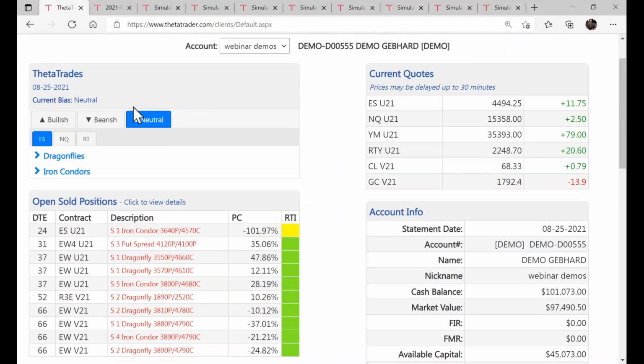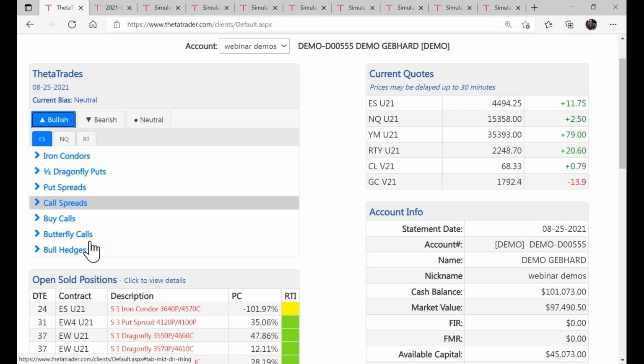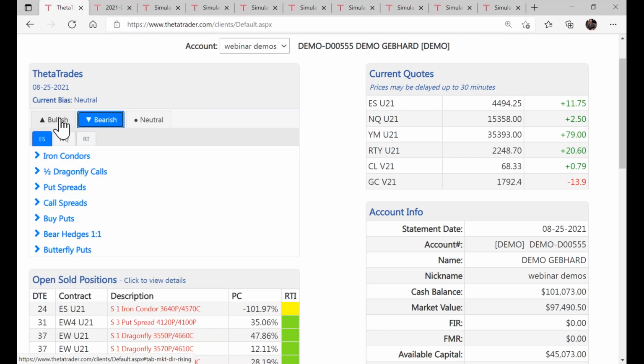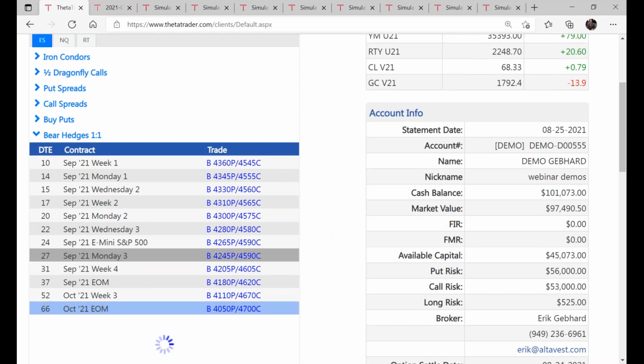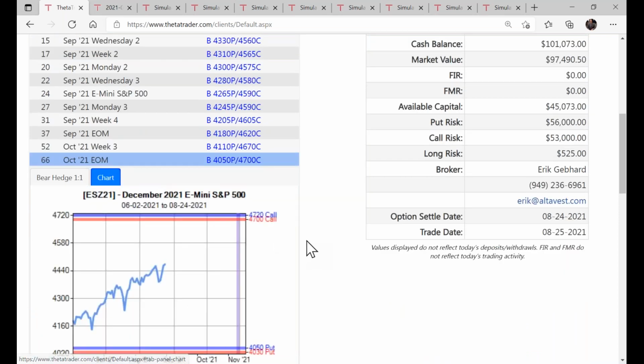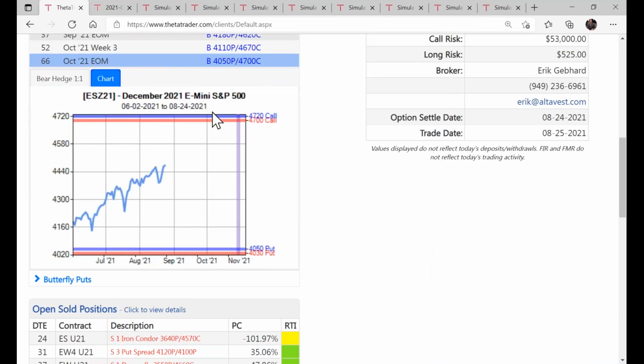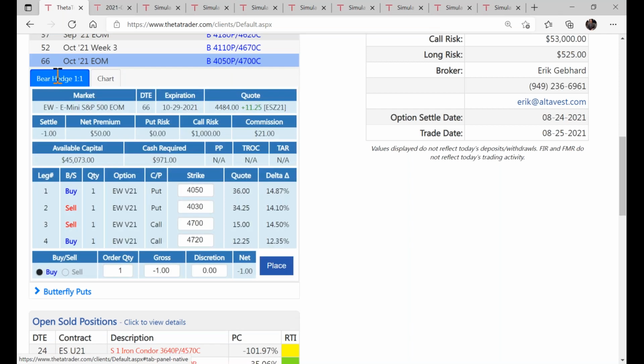I also want to point out we were looking here at the neutral tab, so the Dragonflies and the Condors, but remember, there are bullish strategies and bearish strategies you can use. For example, if you thought the market was a little overbought, here's something called a bear hedge. I'll just show you what it is. Very, very simple. You're selling an out of the money call spread, and with the money that you collect, you buy an out of the money put spread. So that's what it looks like on the graph.